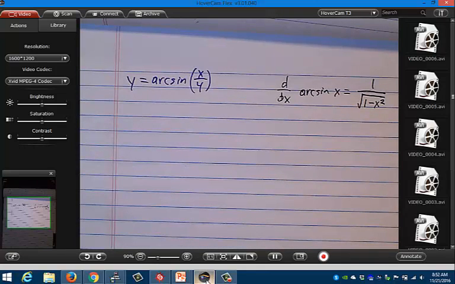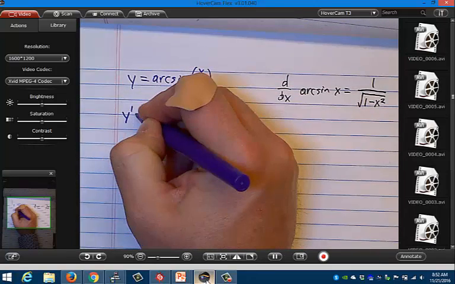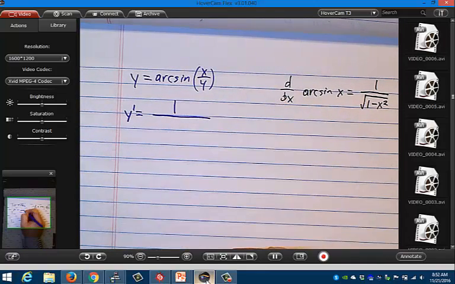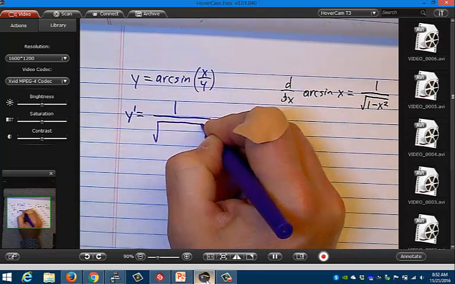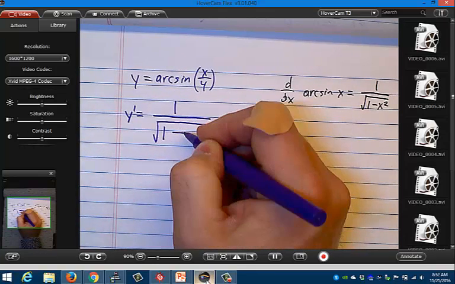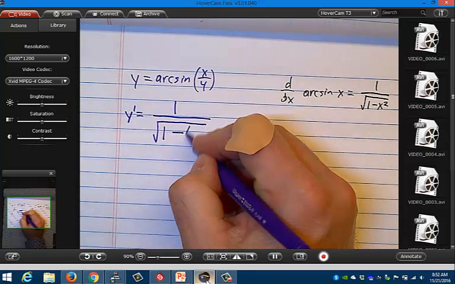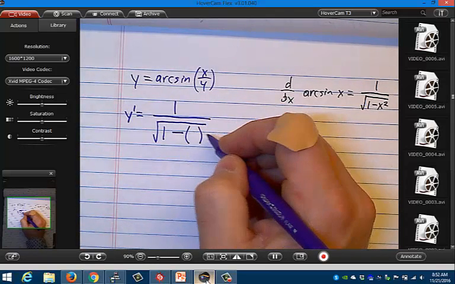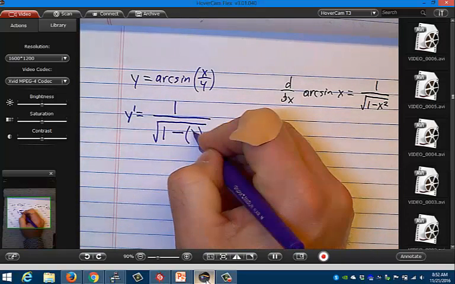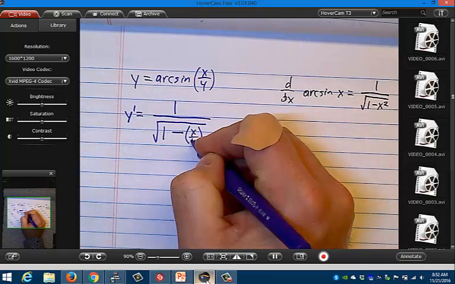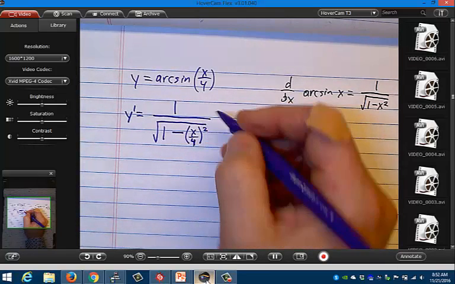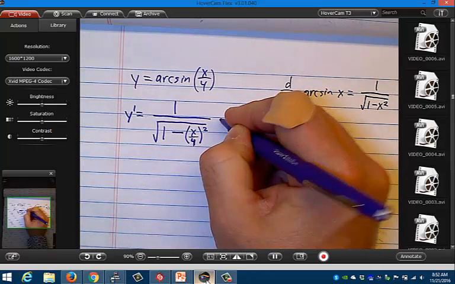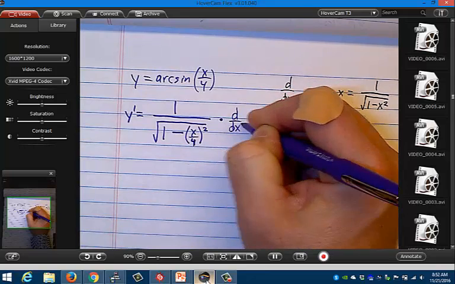All right, so let's play the game. How do we do this? Find the derivative. Y prime equals, it's easy. It's just 1 over the square root of 1 minus, but I'm not going to write x. What am I going to write? X over 4. Yeah, we're taking the arcsine of x over 4. So I'm going to put an x over 4 here, squared. Am I done? Dong! So times the derivative of what? This is the chain rule.